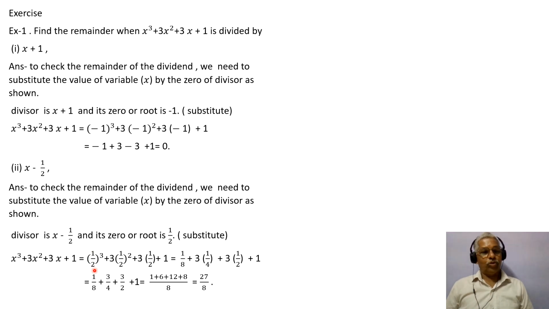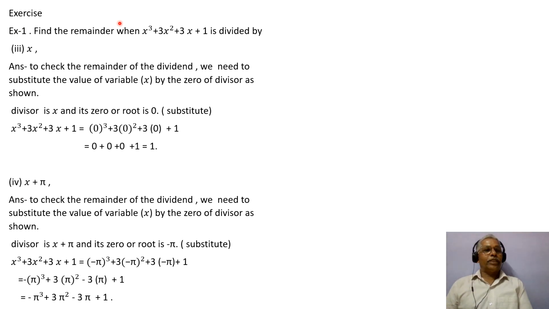1 upon 2 the whole cube plus 3 into half square plus 3 into half plus 1. So you get 1 upon 8 plus 3 into 1 upon 4 plus 3 into half plus 1. If you solve it, 1 upon 8 plus 3 upon 4 plus 3 upon 2 plus 1. If you take LCM, you get 27 upon 8. So that is the remainder. Got it? Very, very simple.